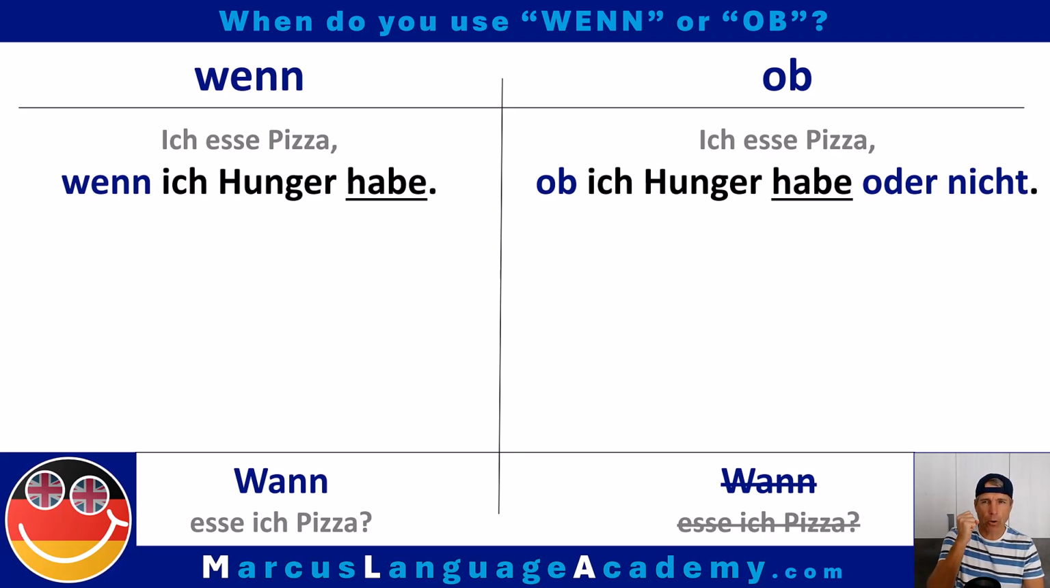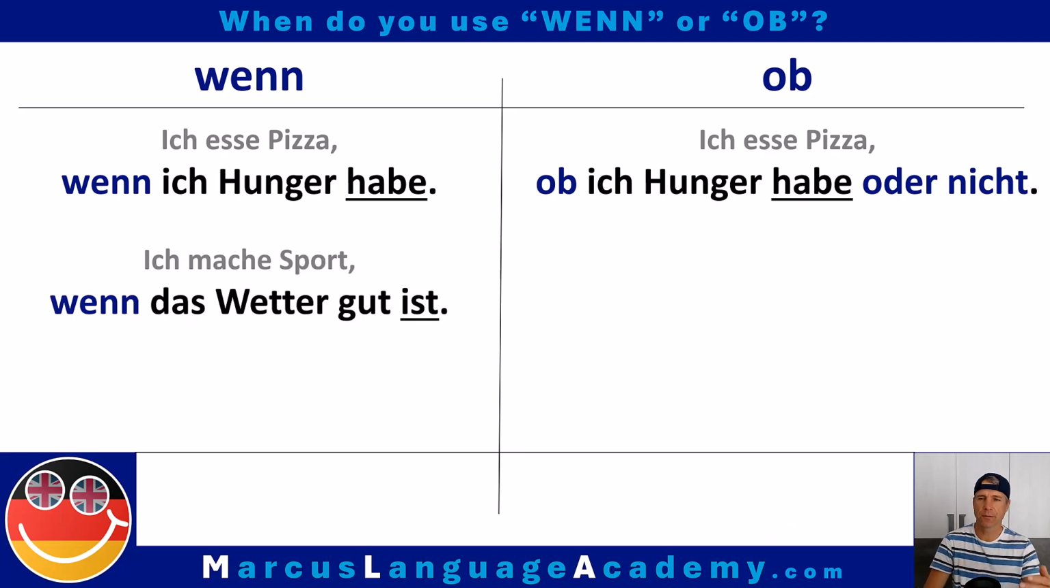So always remember, when you can use wann and you can ask for the information, then you can say it's for sure wenn. So both tips are quite useful: ob with oder nicht, and wenn when you can ask with wann. Okay, let's see another example.